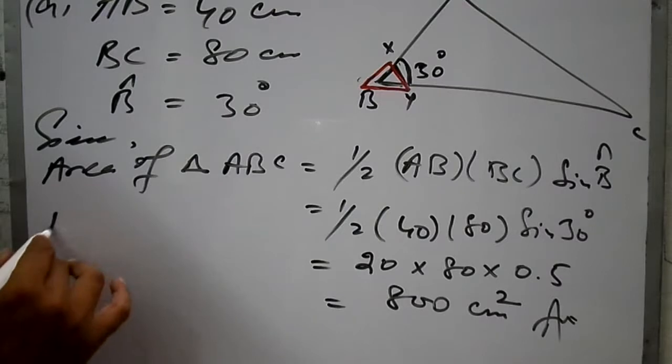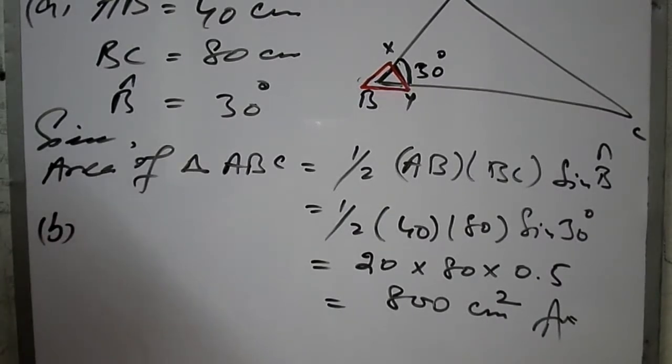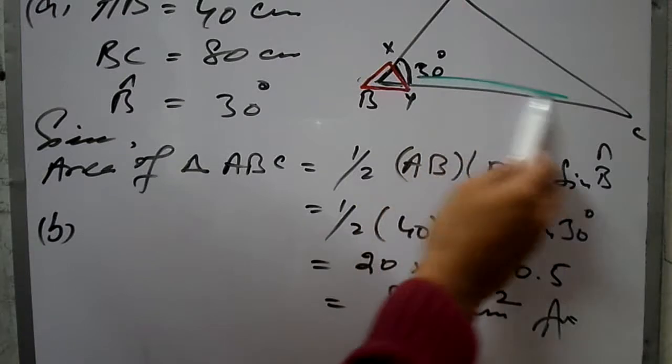But in part B, we have been asked to find the shaded area. So to find the shaded area, once again we use the same formula, that is the area of a triangle. So the shaded area, if we see in the configuration, that is your shaded area.